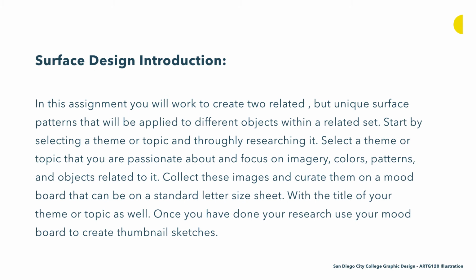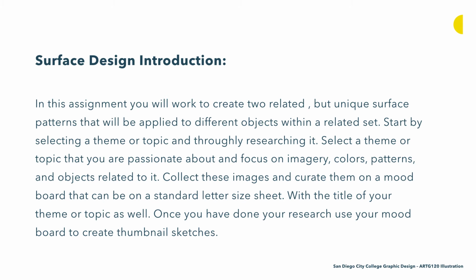So you're going to start by selecting a theme or a topic and thoroughly researching it. You're going to select a theme or a topic that you are passionate about and focus on imagery, colors, patterns, and objects that are related to it. You're then going to collect these images and curate them on a mood board that can be a standard letter size sheet with the title of your theme or topic as well.